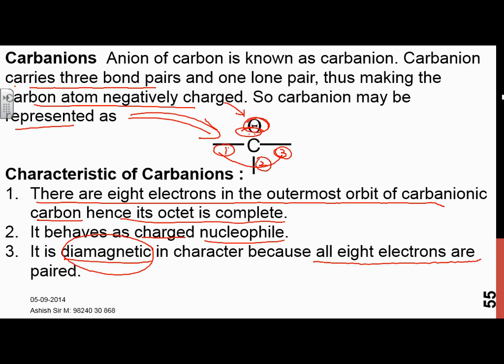Even if 10 are paired, but one is unpaired, it is still paramagnetic. How many are paired? No issue. If it has 1 or more than 1 unpaired electron, it will show paramagnetism. It's opposite to diamagnetism. If you put it inside a magnetic field, under the influence of the magnetic field, it will get attracted towards the magnetic field.